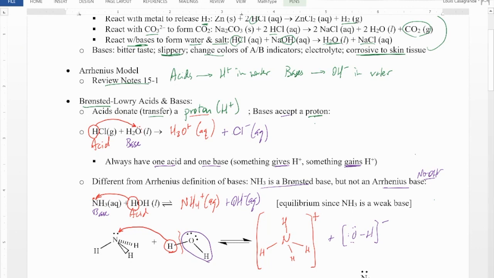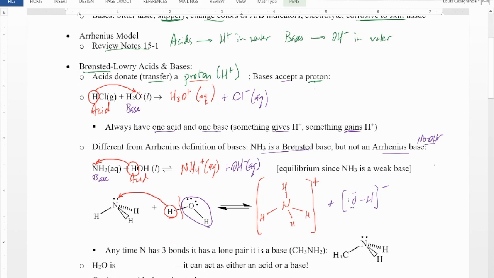ion. In fact, any compound that has nitrogen with 3 bonds to it and that lone pair can act as a base. And to the right here, I've drawn the structure. This is a compound called ethylamine. The amine means nitrogen. And notice it has that same kind of structure as ammonia. It's just got this CH3 in place of an H. And there are many different examples of these.